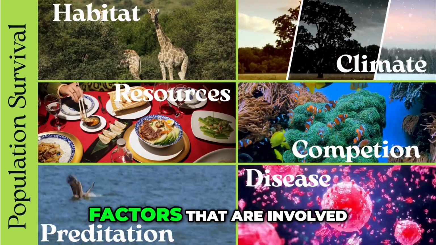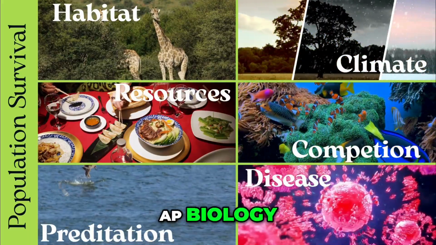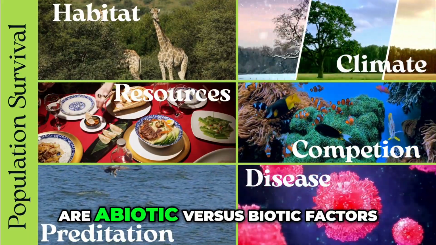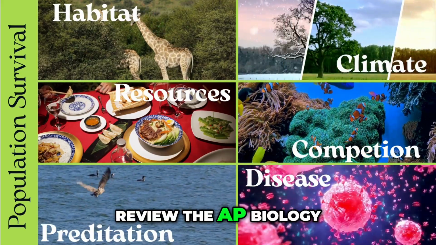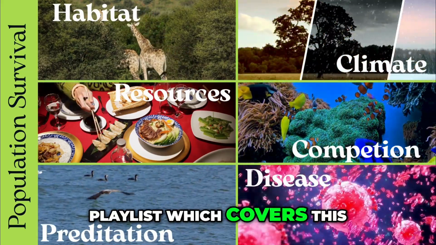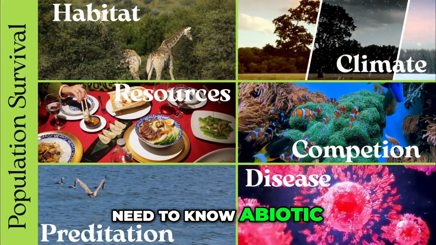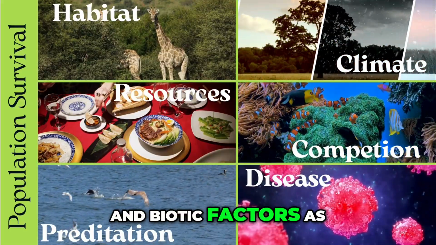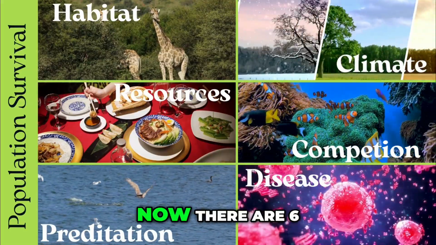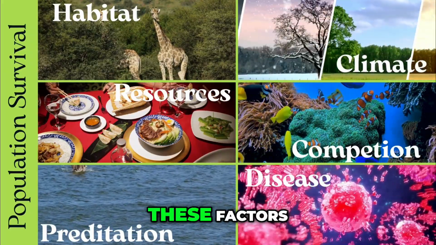Let's talk about the factors that are involved in population survival. For the purposes of AP Biology, the two main categories are abiotic versus biotic factors. Please note you should review the AP Biology playlist, which covers this topic more specifically. But for now, you just need to know abiotic factors are non-living factors and biotic factors are living factors. Now, there are 6 main examples that can be used to describe these factors.